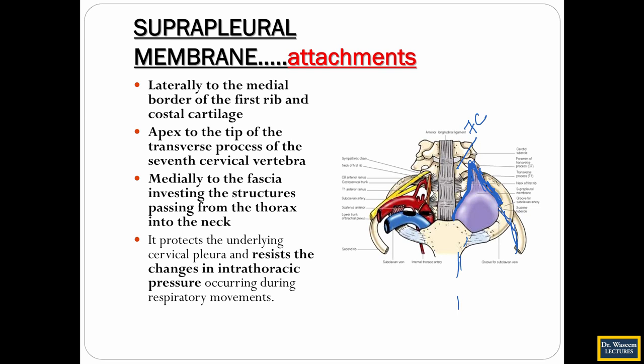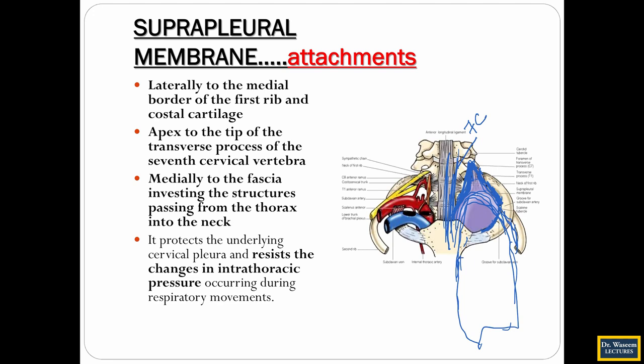Then laterally it is bound to the inner aspect of the first rib and even its costal cartilage, and medially it is becoming continuous with the fascia investing the structures passing from the thorax into the neck. If the structures are passing through the neck here, whatever fascia is there is medially attached with them. It protects here. So, under this will lie what? Under this lies the lung, even the apex of the lung, and the apex of the lung is not alone here. It is covered with the pleura, the cervical part of the pleura.